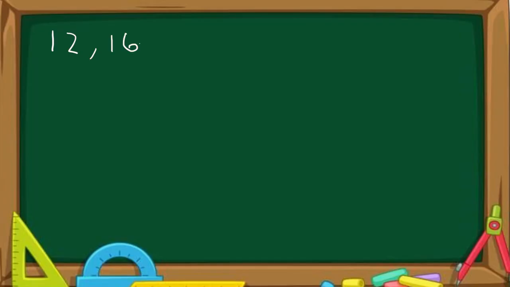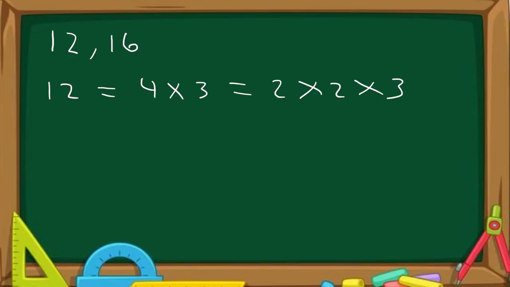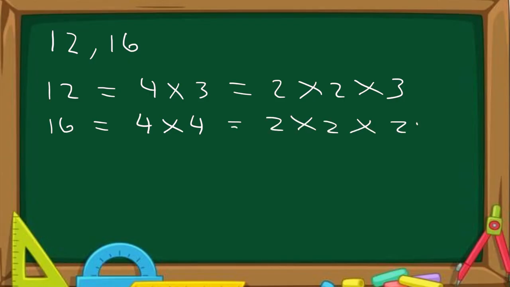So 12 is 4 times 3, and 4 is a composite number, which we can break down into 2 times 2. So that's the prime factorization of 12. And for 16, which is 4 times 4, 4 can be broken up into 2 times 2, and the other 4 is 2 times 2 as well. So it takes 4 2s to get to 16.